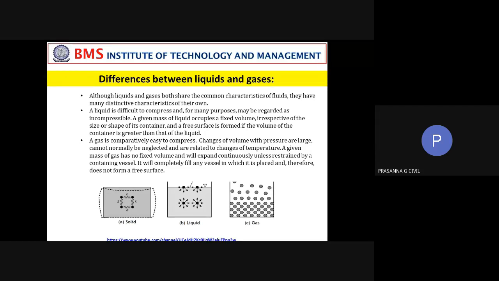And cannot normally be neglected and are related to changes of temperature. So pressure and temperature again are related. And because of that, there will be an influence of temperature on the effect of volume based on the pressure that you are applying. A given mass of gas has no fixed volume and will expand continuously unless restrained by a vessel or a shape to hold that.